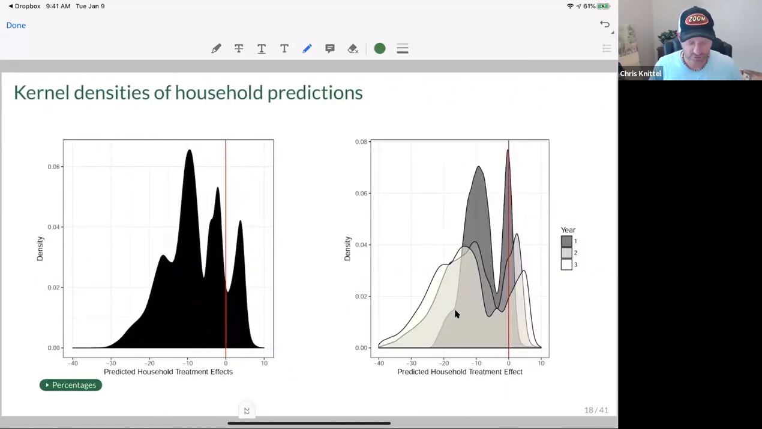So these are probability distributions of the average treatment effects. Okay, so the left panel is across all years in the data, and then the right panel splits it so we grow a different forest for the first year after treatment, second year, and third year. The black one is useful, but I like to focus on the different years because it shows some intuitive patterns.